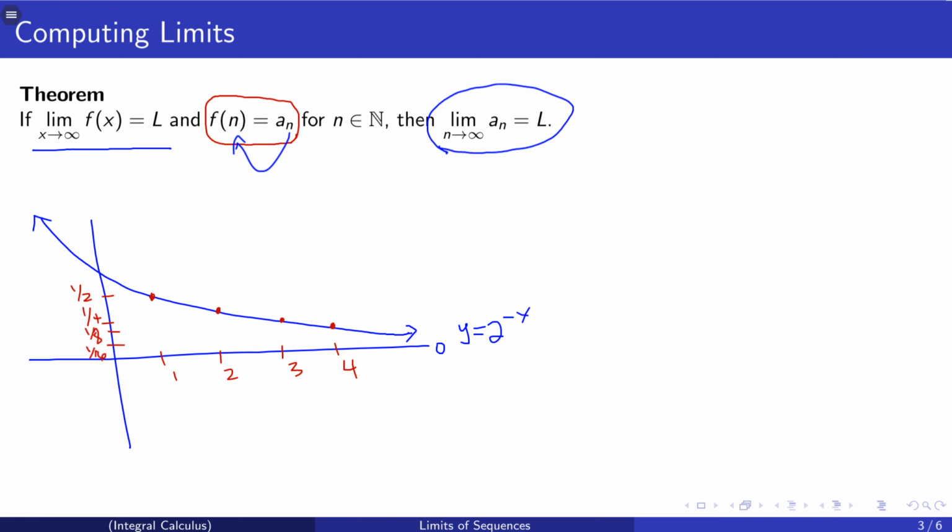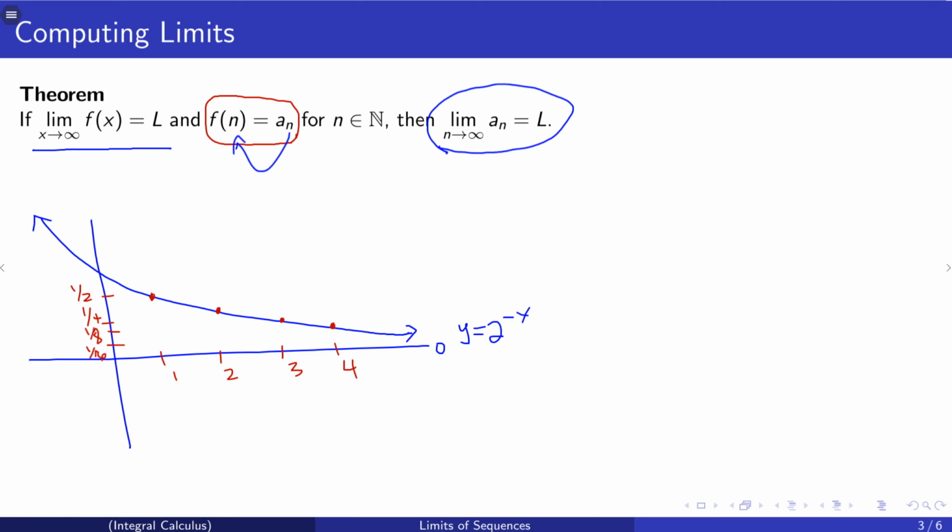Again, look at the picture, it just makes sense. The red dots have to follow wherever the blue curve goes. And if the blue curve has limit 0, then the red dots have to have limit 0 as well. Okay, and that's actually a very nice theorem, right?